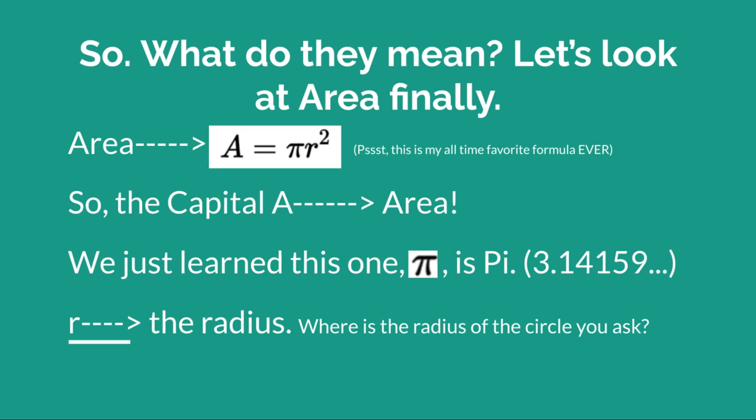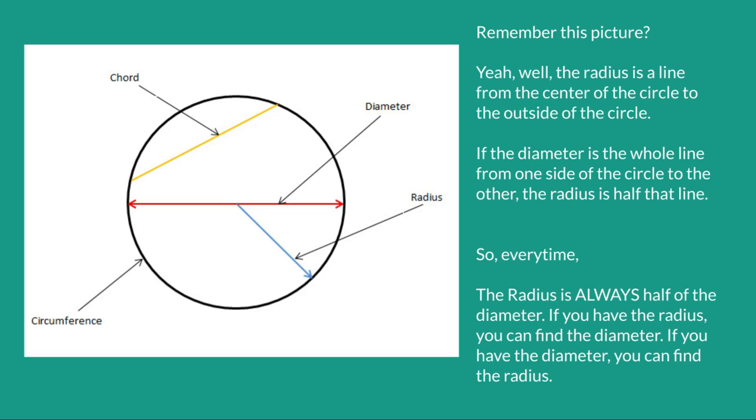Again, this is my favorite formula. I love circle formulas. The capital A is equal to area. We just learned this one again. Pi is pi, 3.14159, and r is equal to the radius. Where is the radius of the circle, you ask?